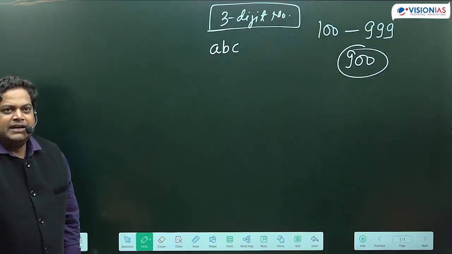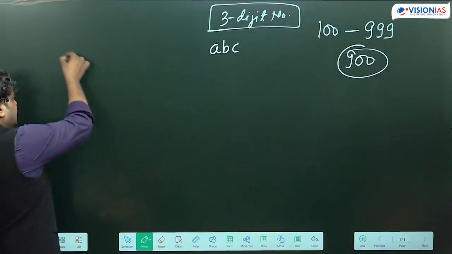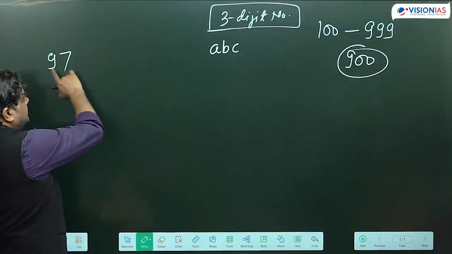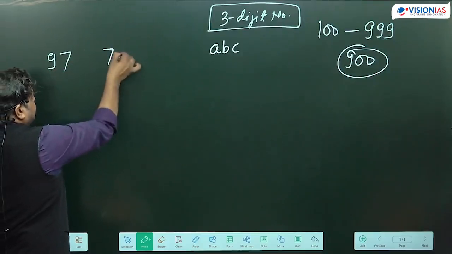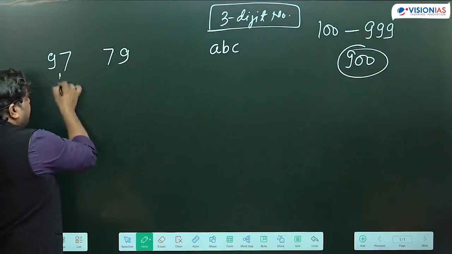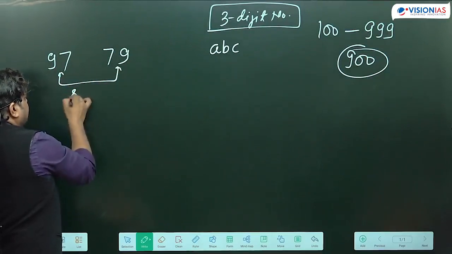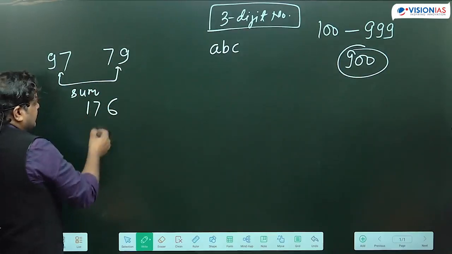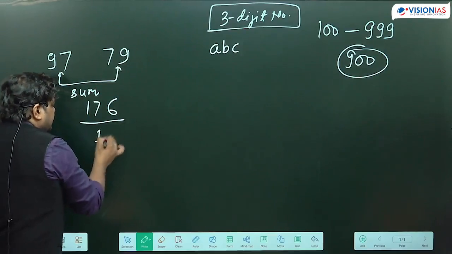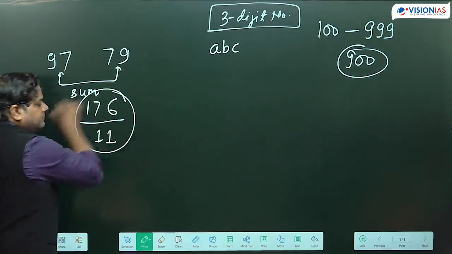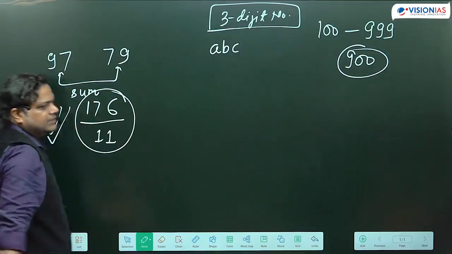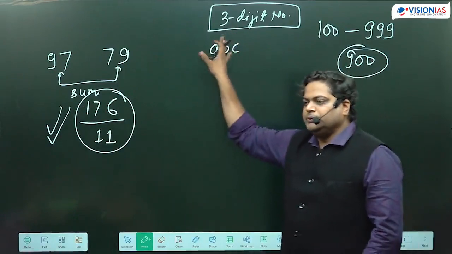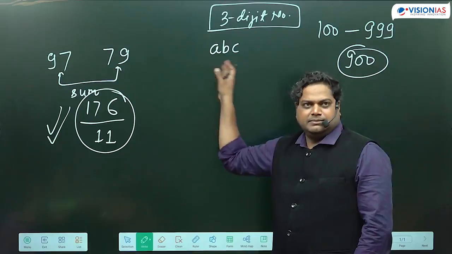अच्छा, how come 97 and 79? This is related to, I think, the previous question. 97 is a 2-digit number. If we reverse the digits, we'll get 79. If we take the sum, कितना आ गया? 176. This 176 is divisible by 11 or not? Yes, that means what we have observed, it is true for all 2-digit numbers. We can check for other numbers also.